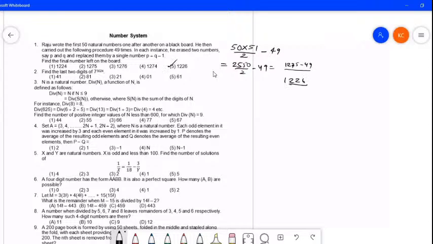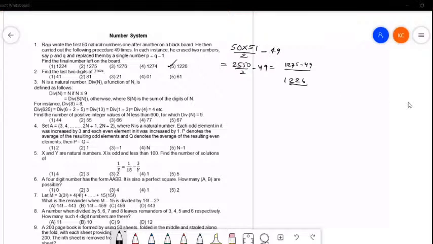Question number 3. You have to always connect the dots whenever you're solving questions. So I'll read question number 3. You have to start thinking. I'll ask you certain questions on what you think is happening. Question number 3. N is a natural number. Div of n is a function of n defined as follows. Div of n is n if n is less than or equal to 9. Div of Sn otherwise, where Sn is the sum of the digits of n. For instance, div of 8 is 8.